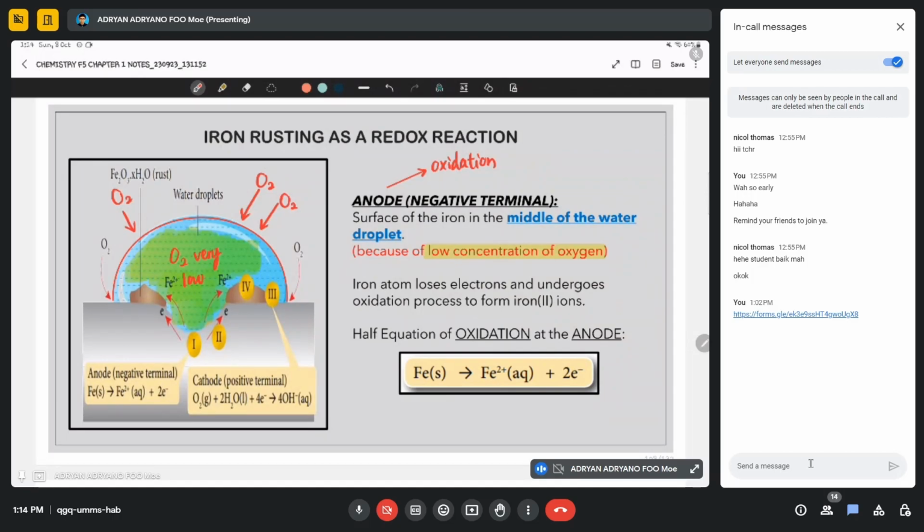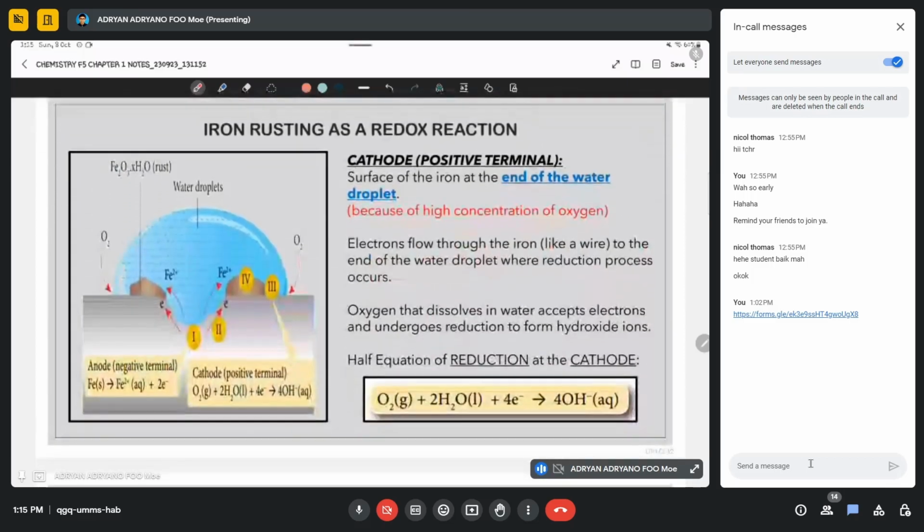因为我需要 oxygen. Understand? So what happened there? The iron atom will lose electron. 因为它进行 oxidation to form iron 2 ions. Remember, 为什么不是 iron 3？因为它是 step by step 的，它先 iron 2 才去 iron 3. So that is why at the middle of the water droplet, it is the anode whereby oxidation will occur. 因为那边不够 oxygen，不够 oxygen 我就要进行 oxidation。So where is the cathode?